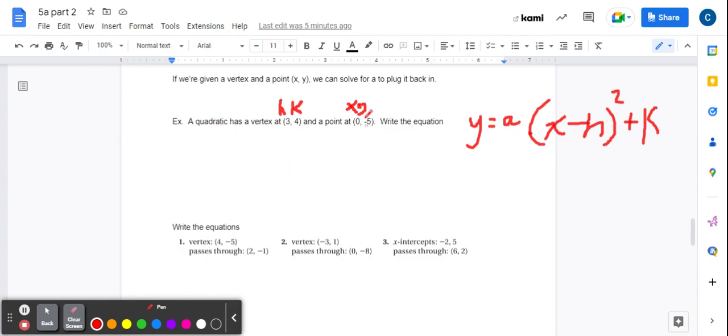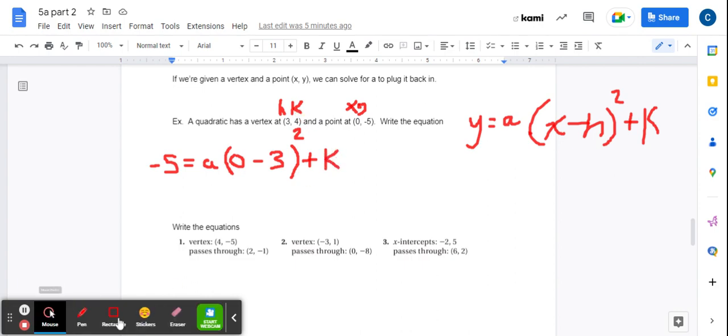So what we have here is -5 can go in for y. We don't know what a is, so we'll leave it open. Here we have x minus h. Our x is 0, because that's the one point that we have, minus h, which is 3. We square it, plus k, which is 4.